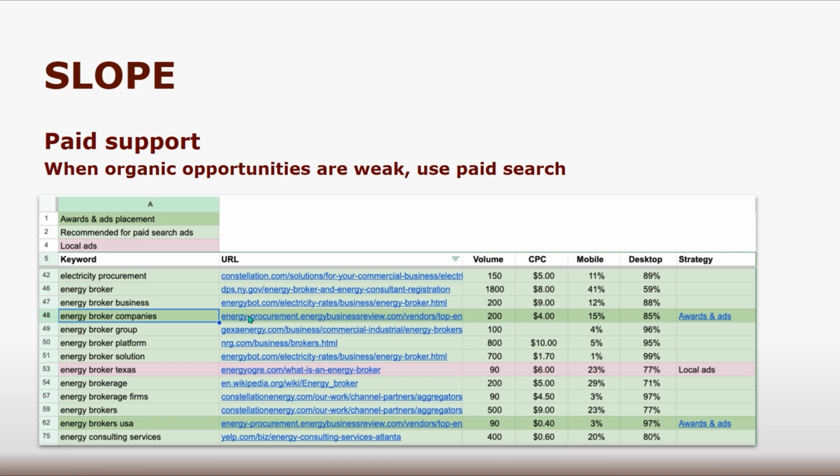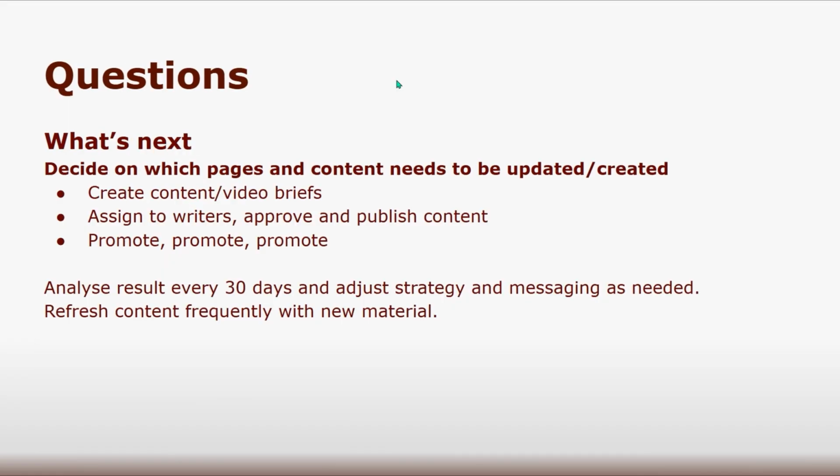For this one here, for example, we can see that there's a particular website, energyprocurement.energy, that actually has awards and ad opportunities on top of paid support. So it's not necessarily that you always have to do paid search through Google, but sometimes you want to look for affiliate links or other opportunities within that. We can also identify specific keywords that will trigger local map packs. In other words, there's a secondary opportunity to create local ads to get visibility for people looking for energy brokers near me, for example.